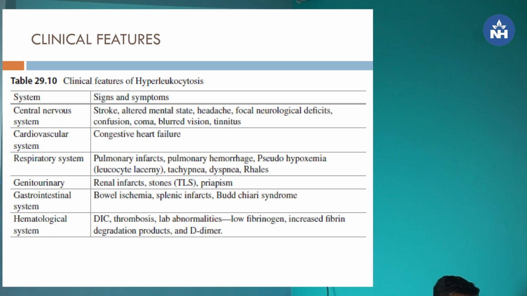The clinical features of hyperleukocytosis are as per the systems affected. In the CNS, symptoms are stroke, altered mental state, headache, focal neurological deficit, confusion, coma, blurred vision, tinnitus. Cardiovascular system, there is congestive heart failure. Respiratory system, there is pulmonary infarct, pulmonary hemorrhage, pseudohypoxemia, which is also known as leukocyte larceny, tachypnea, dyspnea and rales. Genitourinary, renal infarct, stones and priapism. GI system, bowel ischemia, splenic infarcts, Budd-Chiari syndrome. Hematological system, DIC, thrombosis, lab abnormalities which are low fibrinogen, increased FDP and D-dimer.